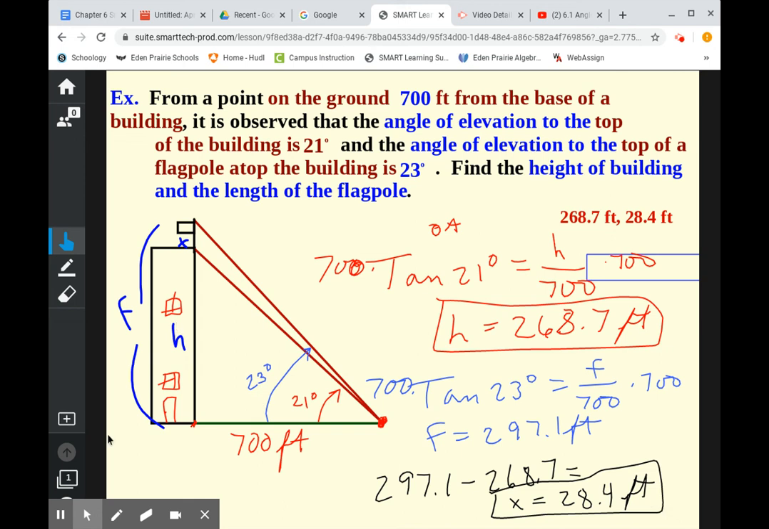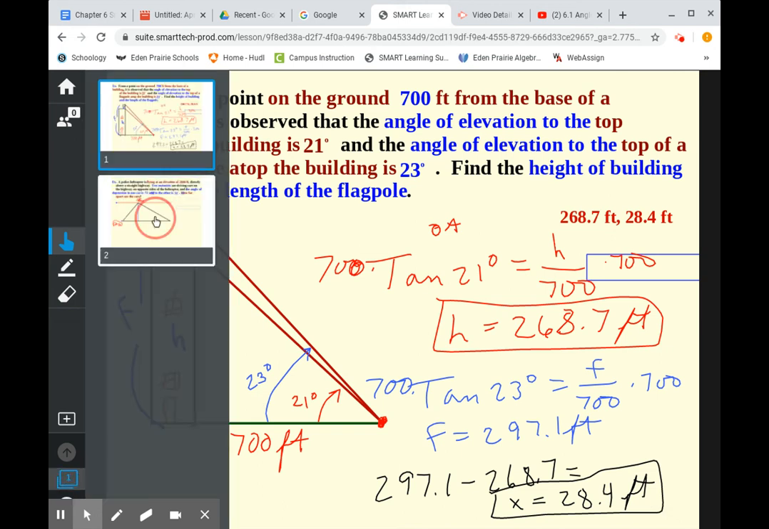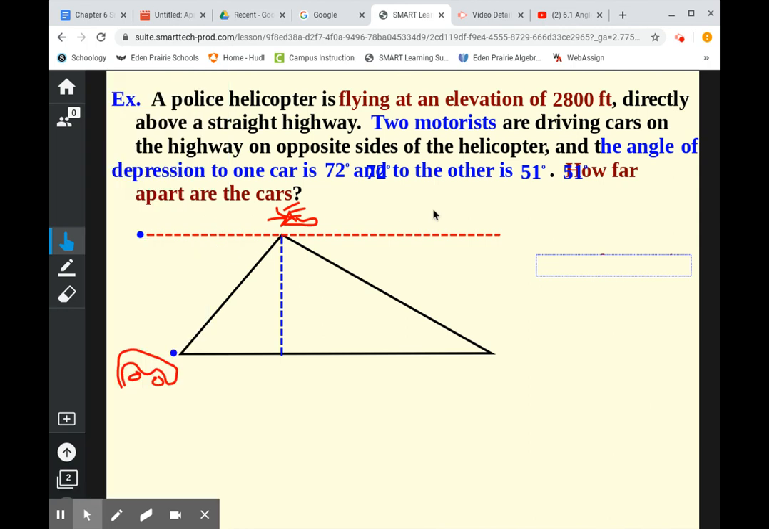One more, I'm just going to show you the angle of depression. We're not actually going to do this problem, but I do want to show you how angle of depression works. And in the learning video of 6.2, we talked about how alternate interior angles for angle of depression and angle of elevation are the same angle. So it says a police helicopter is flying at an elevation of 2,800 feet. So if I was to start labeling this one, even though we're not going to do it, 2,800 feet is right here.